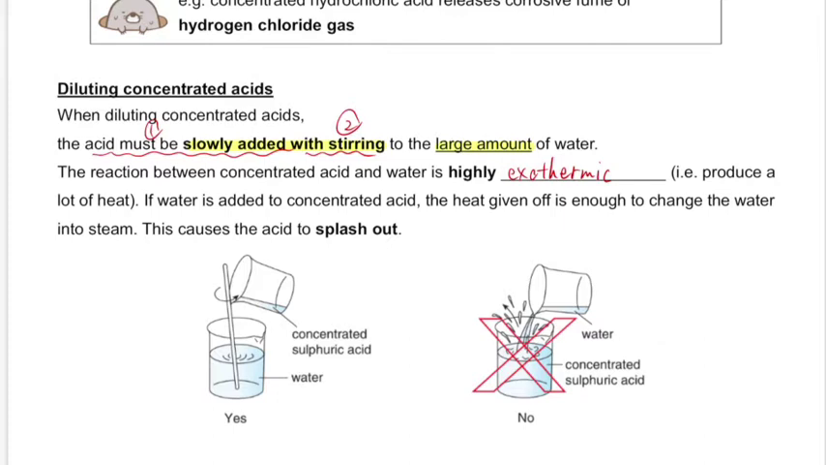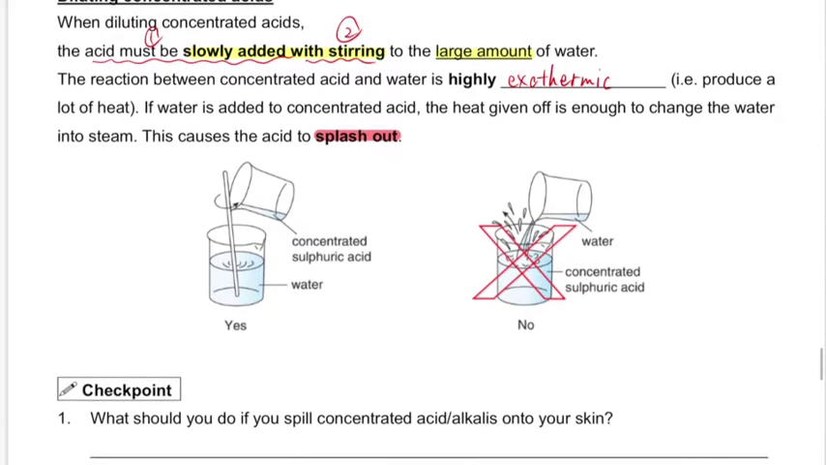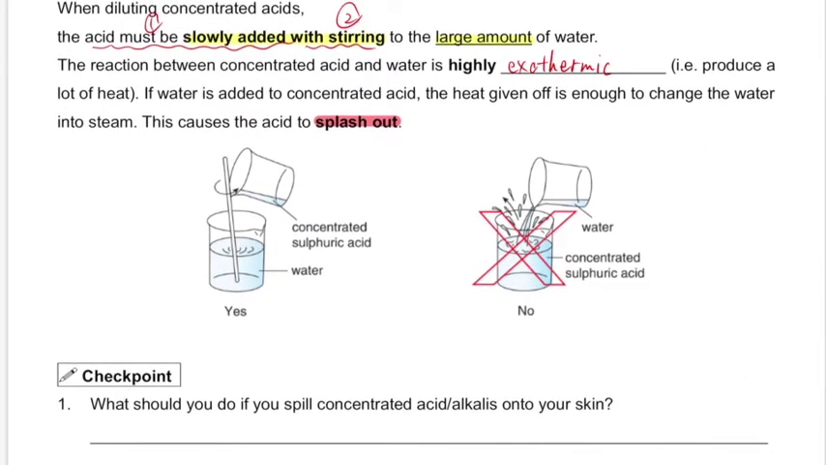If we do it the other way around, because it would generate a large amount of heat, it would instantly change the water into steam, and it causes the acid to splash out, and it may get into contact with your skin, which is quite dangerous. So please don't do it the other way. Again, for the proper way of doing it, I will attach the link of the video for you to check after the lesson, or you can pause it and watch the video now.